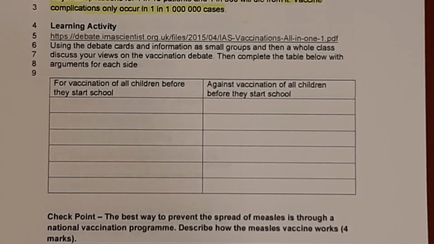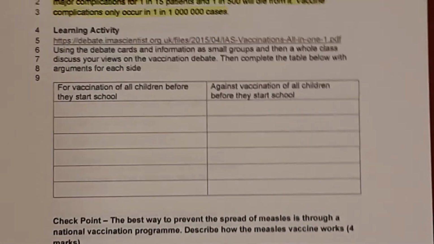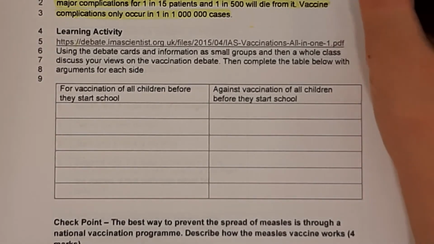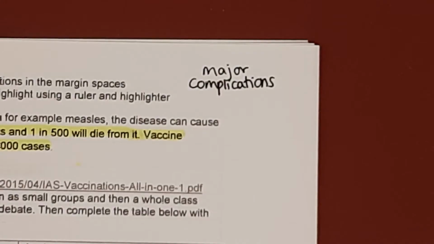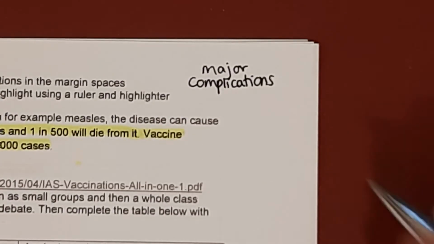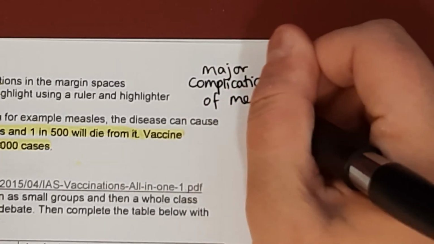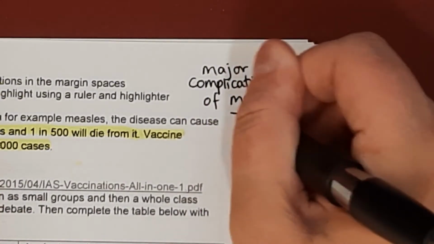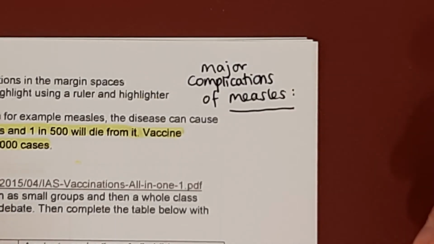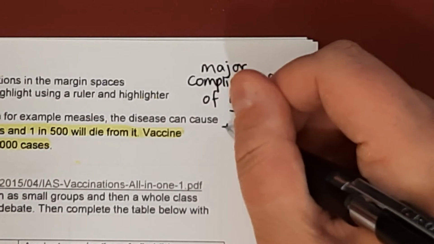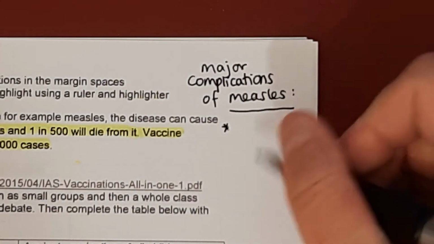So let's talk about these major complications, and we'll write a little note about these because I think it's really serious that we understand what they are. Put this in so you can all see it. So, major complications of measles. First of all, hearing loss. About 1 in 10 children who get measles will have a serious ear infection, and often this results in permanent hearing loss, so becoming deaf in one or more ears.